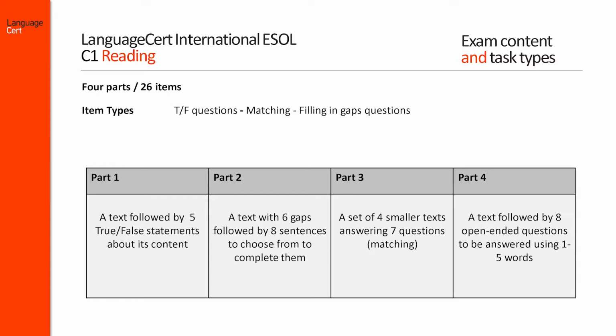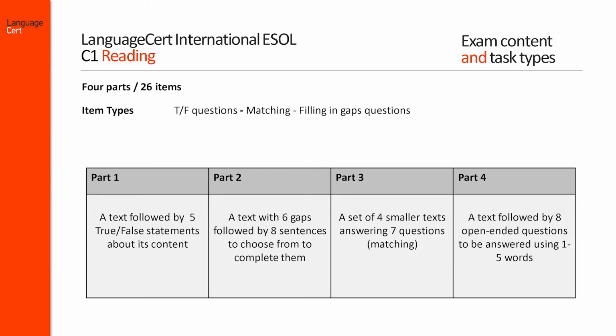Part 1 consists of 1 text which is followed by 5 true or false questions to identify whether some statements about the text are true or false. The aim of this task is to assess the candidate's ability to understand articles, use of language, and texts that are dense with complex structures.